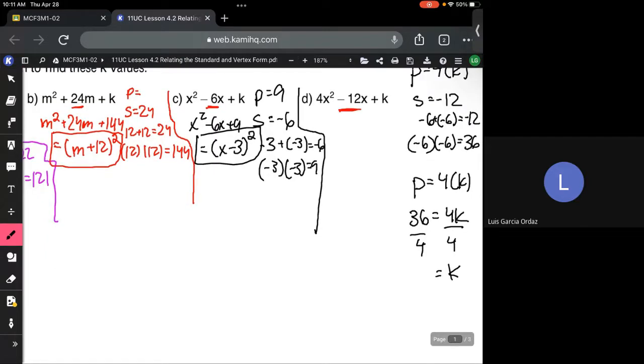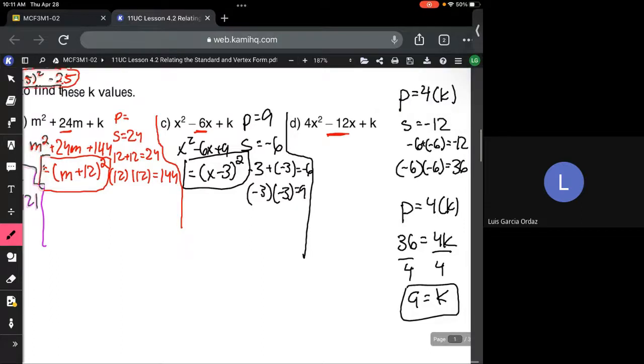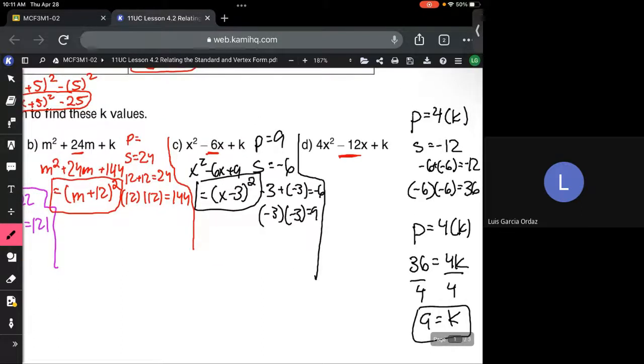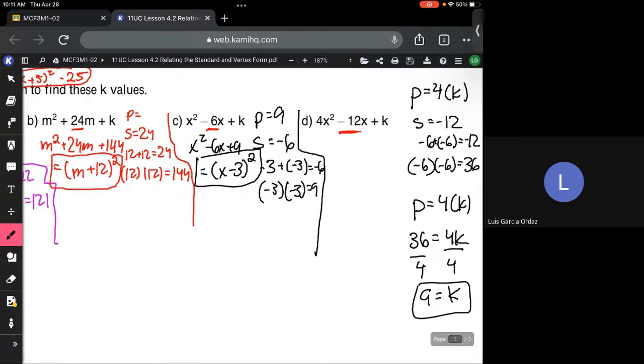Wait, how did you get the k value? Just say 36 divided by 12. Or 36 divided by 4. That would have been a lot easier. So can we do, like, divide it by 4 every time? Yep. Or, like, whatever the number is, just to make life easier.